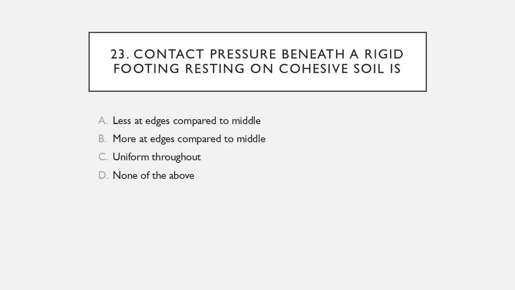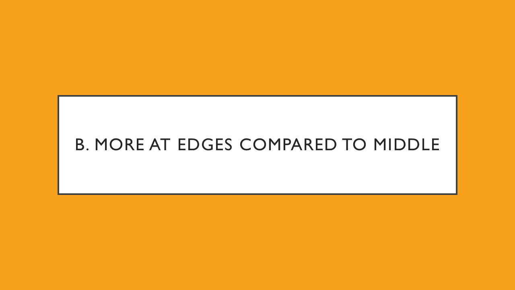23. Contact pressure beneath a rigid footing resting on cohesive soil is A. Less at edges compared to middle. B. More at edges compared to middle. C. Uniform throughout. D. None of the above. B. More at edges compared to middle.